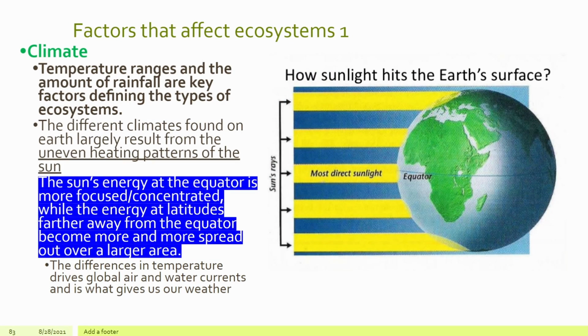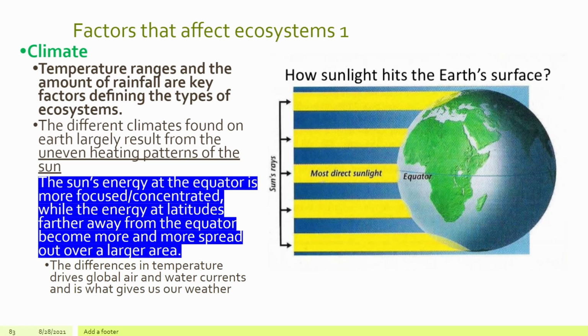Our next topic is factors that affect ecosystems. One factor is climate. Temperature ranges and the amount of rainfall are key factors defining the types of ecosystems. The different climates found on Earth largely result from the uneven heating patterns of the sun.